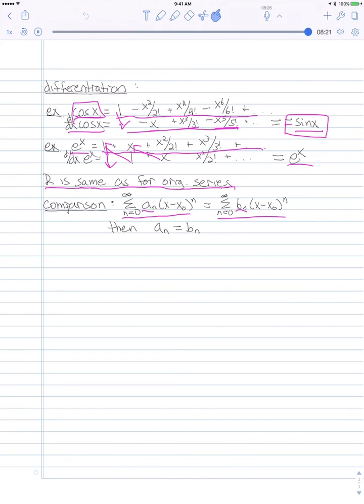That's it for now. You're going to put these to work later, actually solving differential equations using power series.